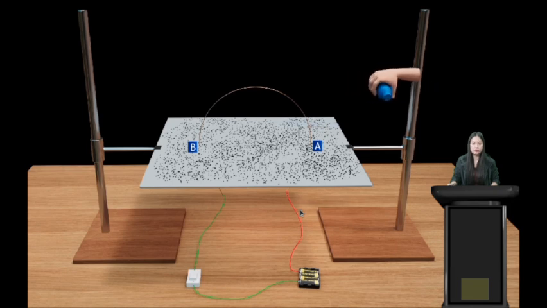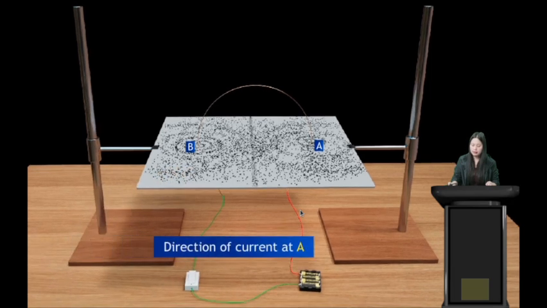As you can see here, observe carefully. Now after sprinkling the iron filings, turn on the switch and tap on this board two or three times. Now when we turn on the switch, we know that current is flowing through this conductor.